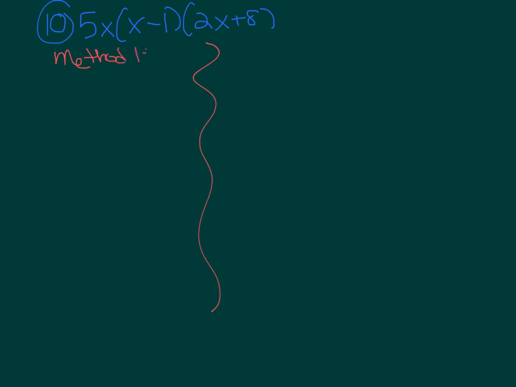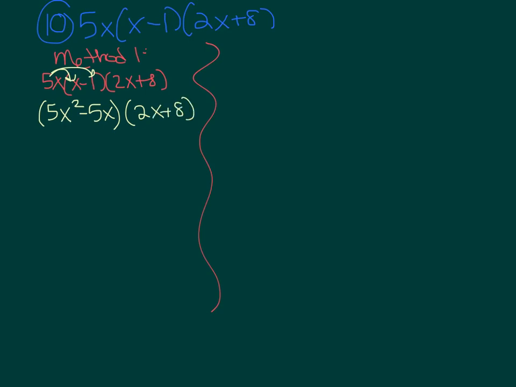is to distribute first. So distributing first means that you would start by taking this 5x and only distributing it to the first binomial, so the first parentheses. Then inside of your first parentheses, you are going to now have 5x to the second minus 5x. Then you keep that in parentheses and don't do anything else with it until you start the next step.